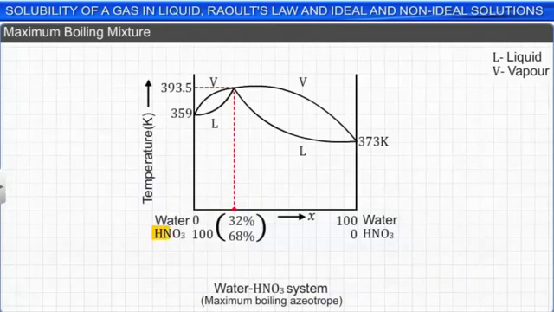Nitric acid and water is an example of a maximum boiling azeotrope. The azeotropic composition of this mixture at 393.5 Kelvin is 68% HNO3 and 32% water.